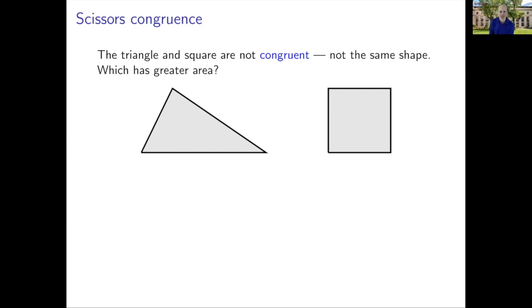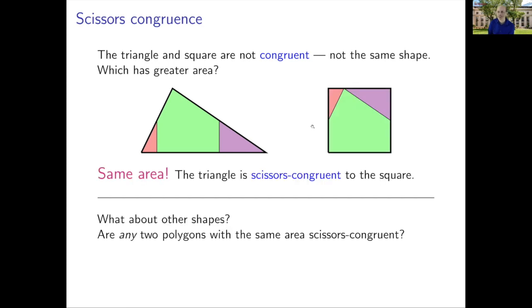But actually, let me give you a hint. It kind of looks like the triangle is bigger in terms of area. But here's a hint. Suppose I cut up the triangle this way. Now imagine you take this point and you rotate the red triangle 180 degrees around that point. Look at what happens. And do the same thing with the purple triangle. I hope this is a proof. This is one way I could convince you that these things have the same area.